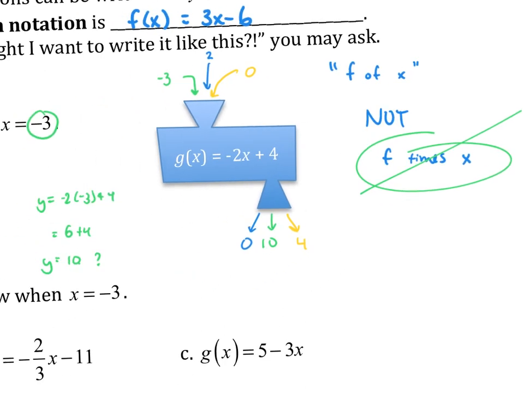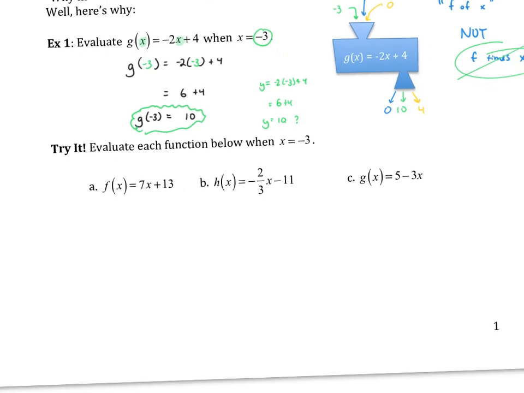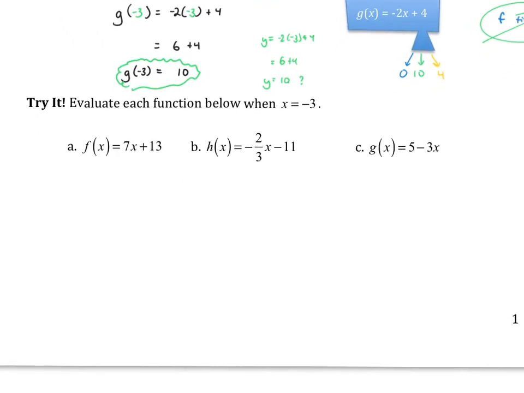Okay, now it's your turn to practice these. Each function here, this one's called f of x, this is h of x, this is g of x, just different names for this particular function. You're going to evaluate each one of these at negative 3. Please make sure to use the notation like we did up there, where we said g of negative 3 equals 10. Write it like that and come back here to check your answer.